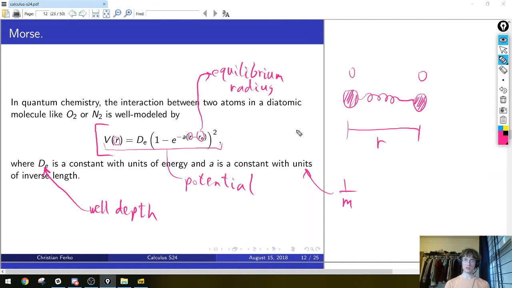This will be the hard equation. We'll simplify it and then do some calculus to it. Before that, first impressions of this slide or questions about the Morse potential.